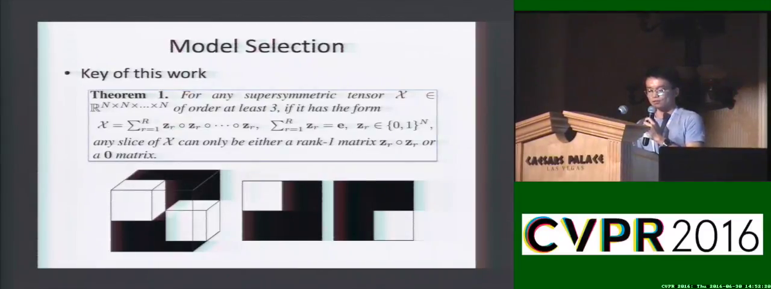Here we show the key theorem to solve all these problems. That is, for any supersymmetric tensor X of order at least 3, if it satisfies the following equations, any slice of X can only be either a rank 1 matrix or a 0 matrix. For example, this order 3 tensor only consists of 2 different rank 1 slices.